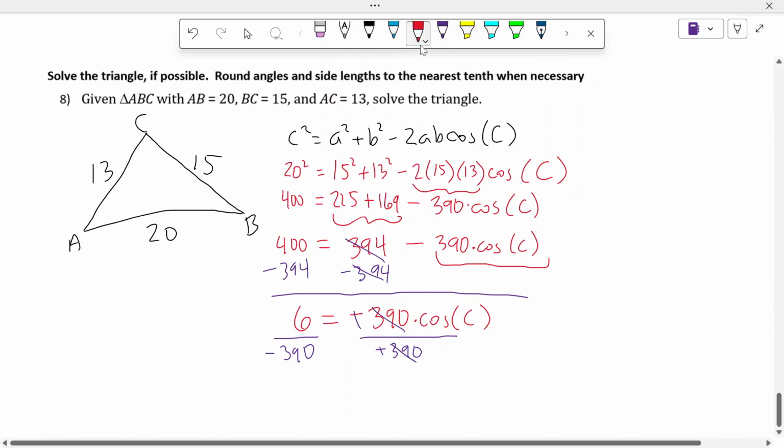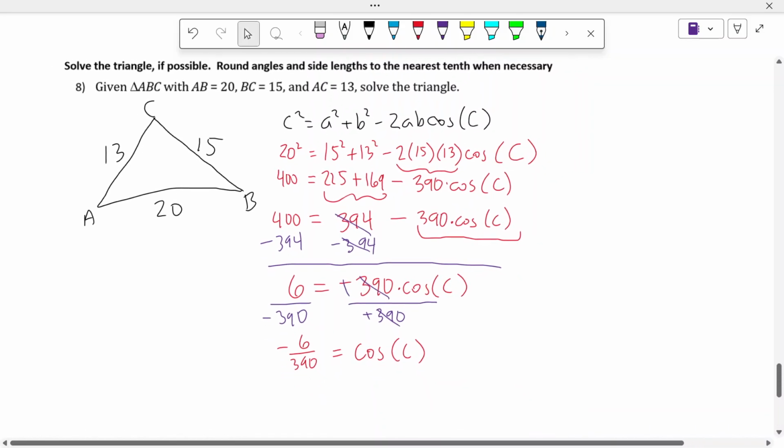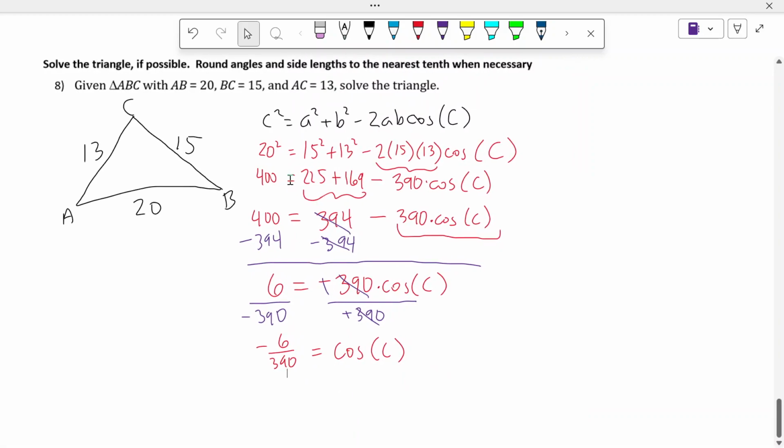And here's what we've got. We've got cosine of angle C on the right, and on the left, we got negative 6 over 390. It's just a negative fraction. That negative doesn't cancel. Okay, we've almost got angle C by itself. All we need to do is get rid of the cosine, and to do that, we're going to do the cosine inverse of both sides. Cosine inverse of this side, and cosine inverse of this side. Sneak it in there.